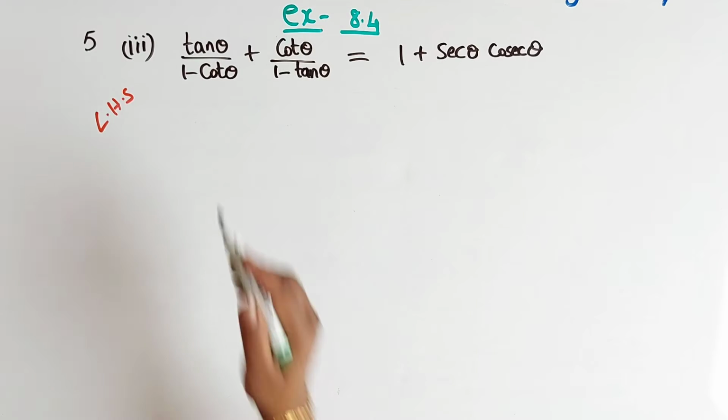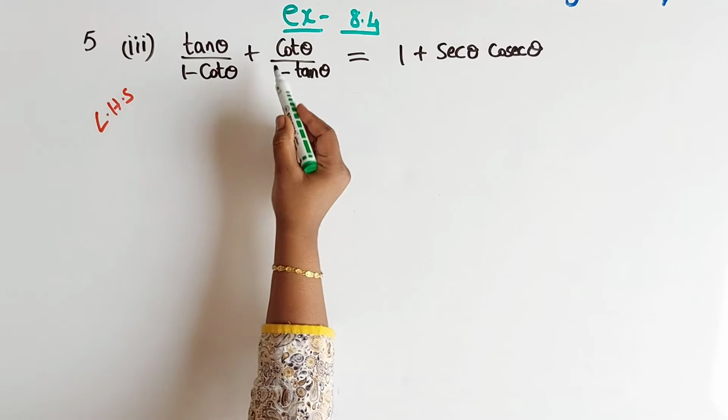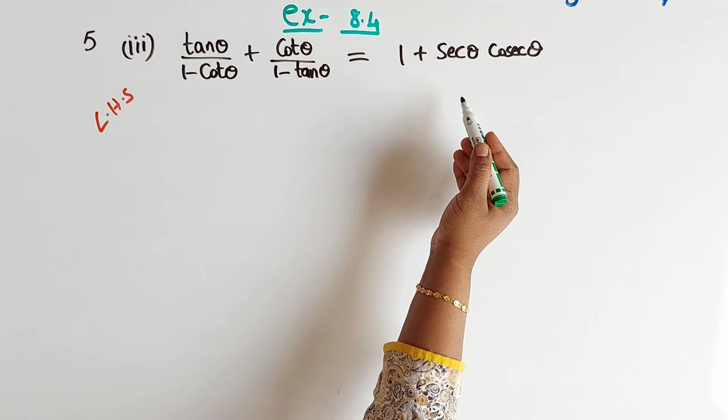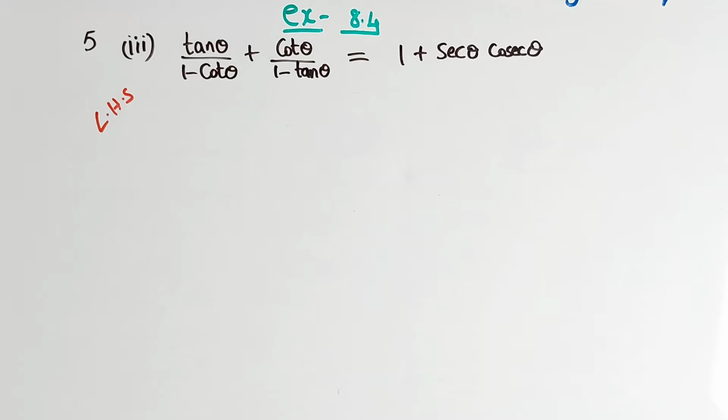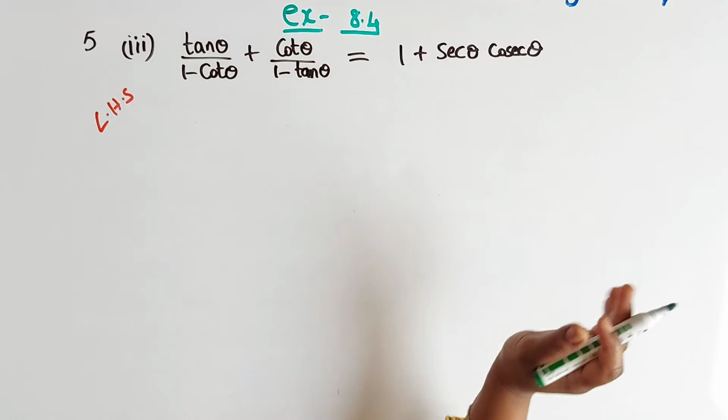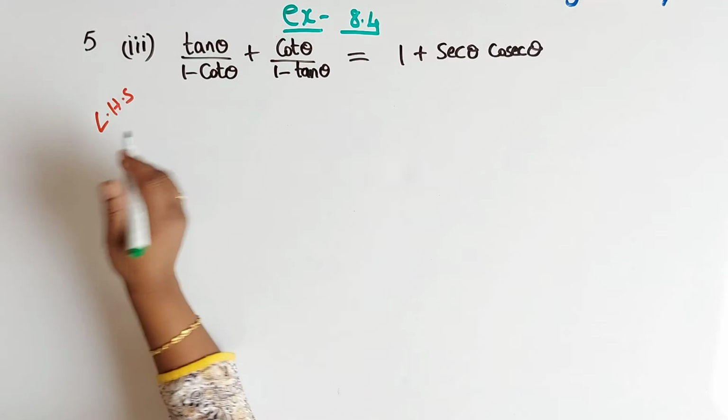Third question, children. Tan theta by (1 minus cot theta) plus cot theta by (1 minus tan theta) equal to 1 plus secant theta cosecant theta. Here they have given a hint: write the expression in terms of sin theta and cos theta. Very easy. Let's solve the LHS part first.